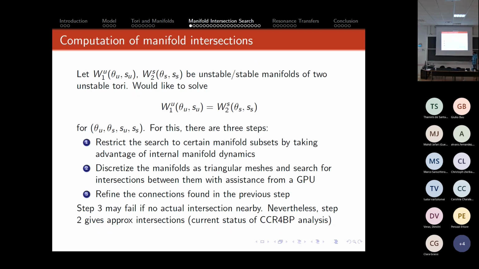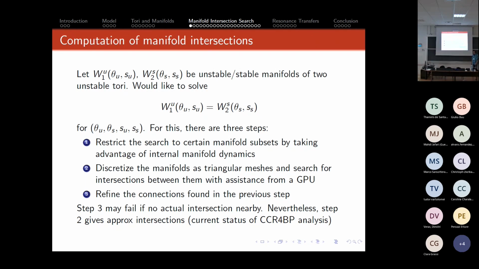So we now get a representation of the manifolds as a function W of theta and s, and let's say we have two of them, right? W^u and W^s, for an unstable manifold of one torus and a stable manifold of another, and we want to find the intersections of them. So the equation to solve is just given up there, for theta_u, s_u and theta_s and s_s. So in order to find a true intersection, there are basically 3 steps we've come up with.